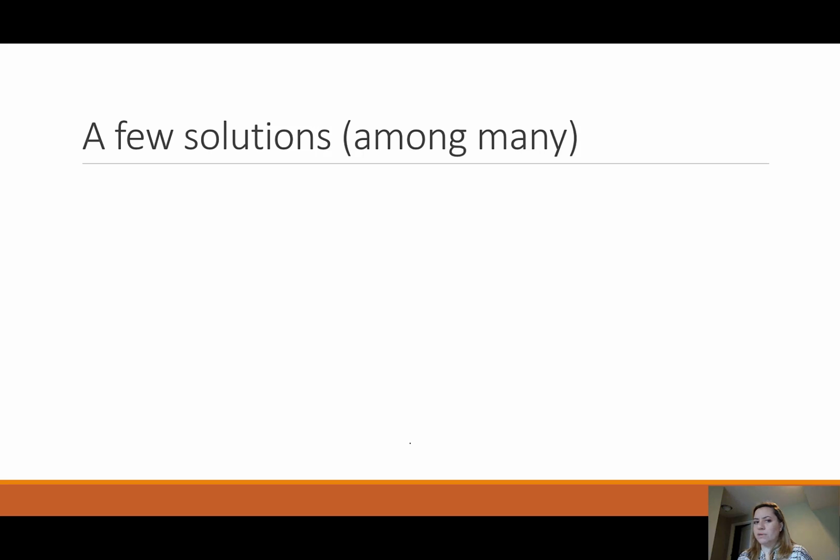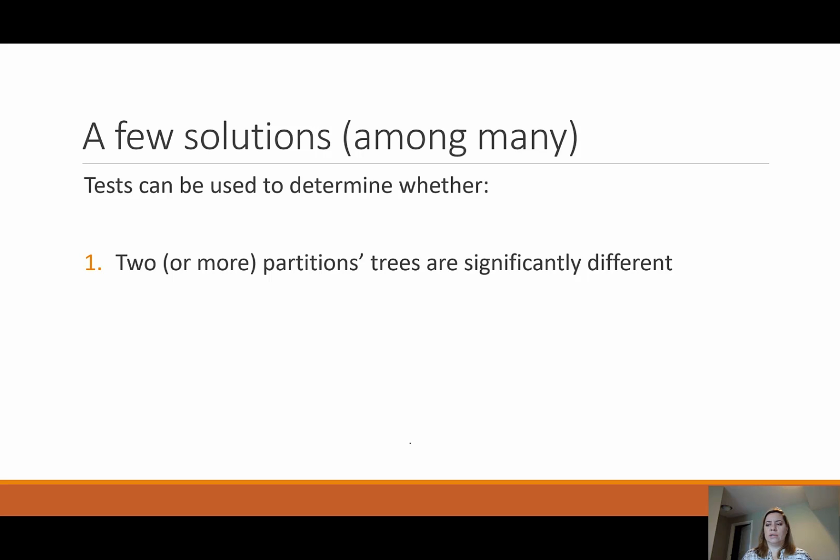So there's a couple of solutions. I'm going to introduce you to two different tests that we can use for a problem like this. The first is going to allow you to determine whether two or more partitions' trees are significantly different. And the particular test that we're going to talk about is called the Templeton Test, or the Templeton Topology Test.